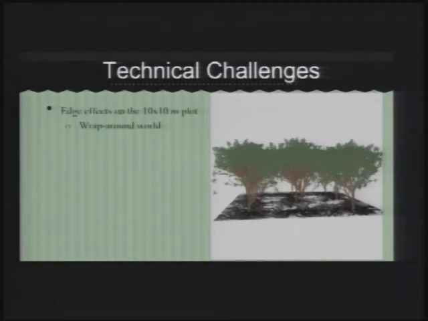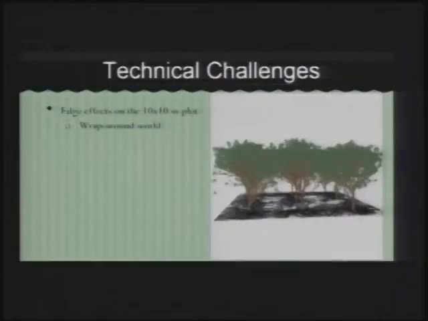We're going to talk about a few technical challenges that we ran into when coding for this. The first one is edge effects on the 10 by 10 meter plot. We didn't want, when a branch or a leaf approached the side of our world or our simulation, for there to be any weird effects because it doesn't have space to grow into, or there are weird light conditions.